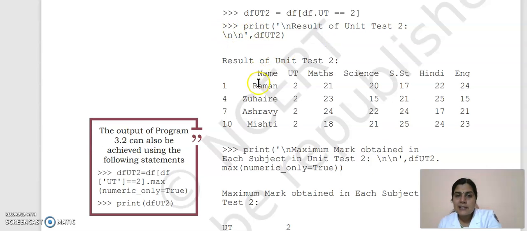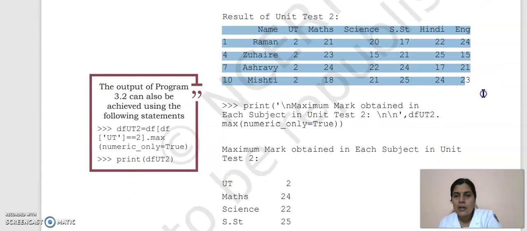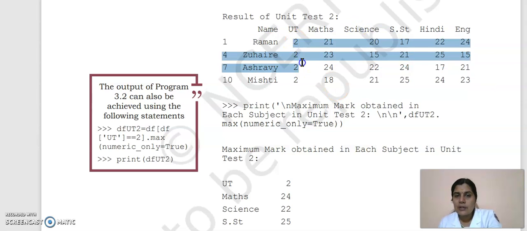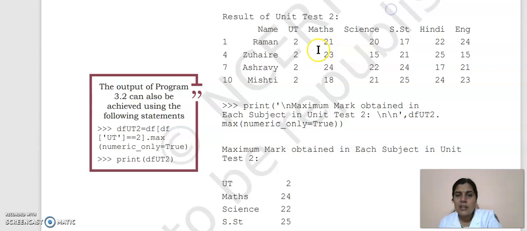So when we print these details, we get an output in which only unit test 2 marks are printed. Look at this, only unit test 2. In the UT column, only unit test 2 marks are printed. So we get a data frame in which only unit test 2 marks will be there. The next condition is we have to fetch the maximum numeric marks in each subject. That means for maths 24, science 22, SST 25, Hindi 25, English 24.